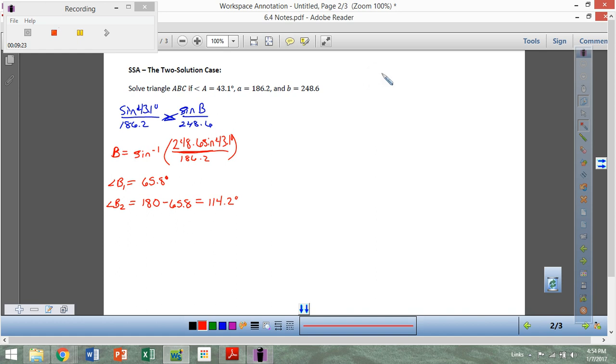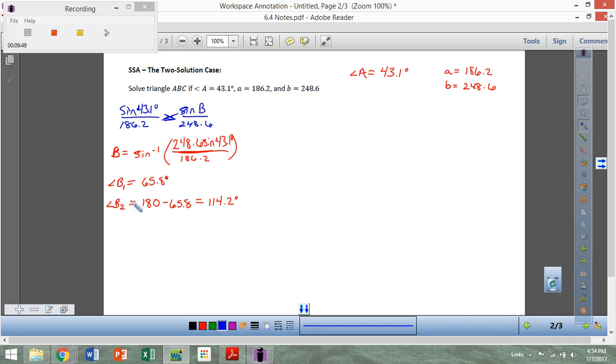So what I have here is, I'm going to go ahead and write this down. Angle A is 43.1 degrees. I know that side length A is 186.2. I know that side length B is 248.6. Now, before I go writing down what angle B is, or that it's both, I do need to check to make sure that it can be both.